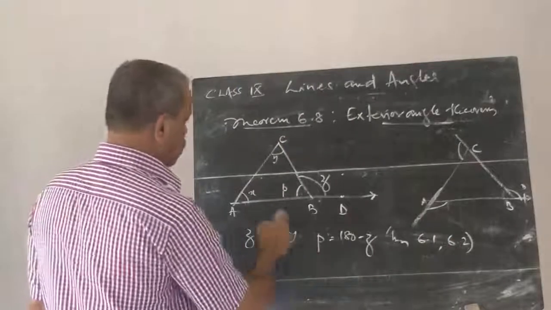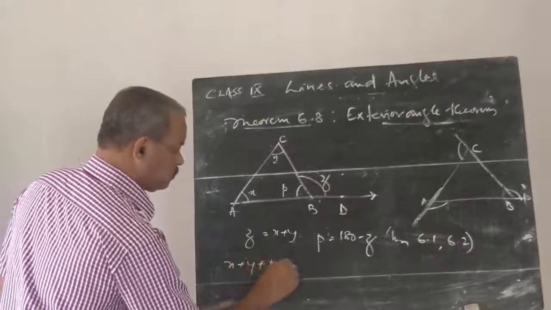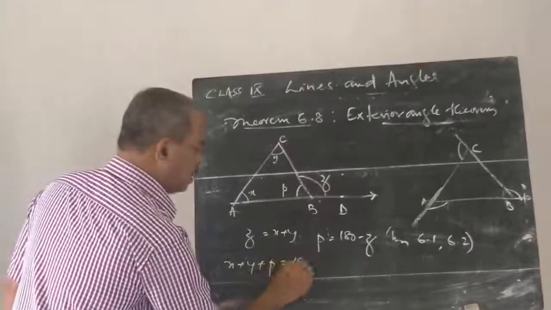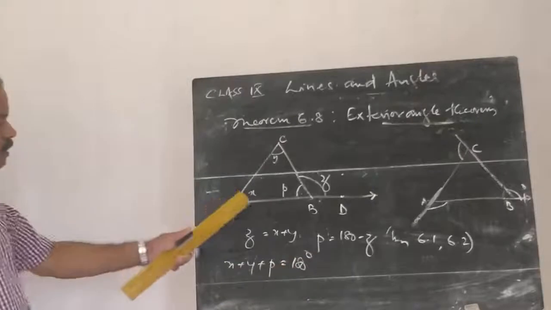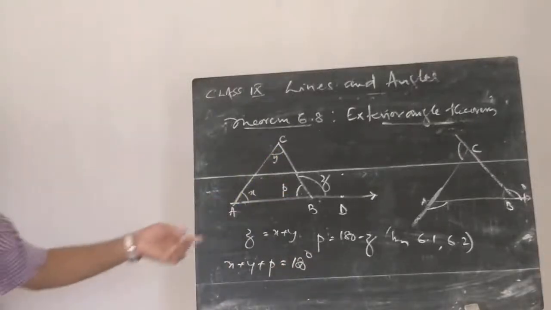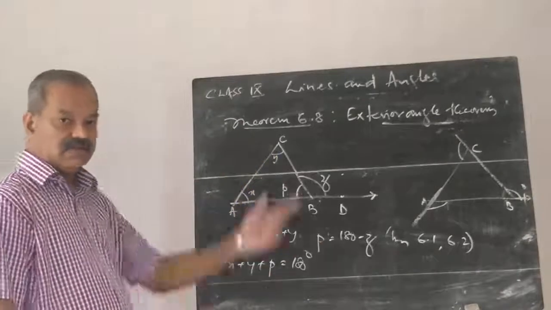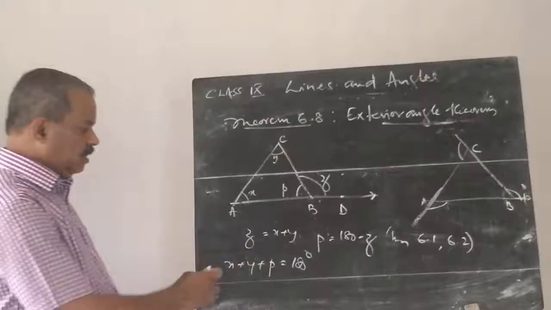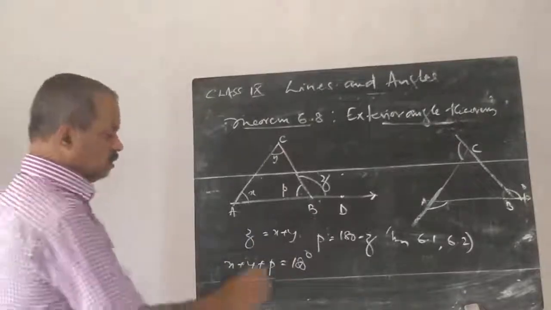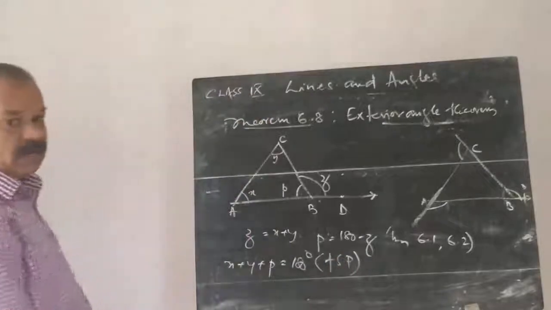Now, what is x plus y plus p? 180 degrees. What is the reason? x plus y plus p equal to 180 degrees. Reason: the angle sum property of the triangle. The sum of all the angles of the triangle is 180. We have already just proved it. Then x plus y plus p equal to 180.